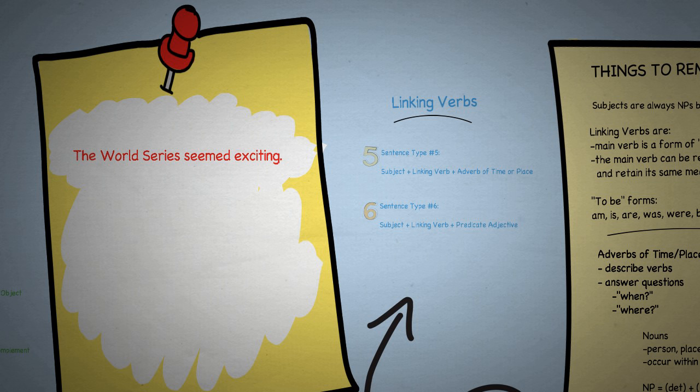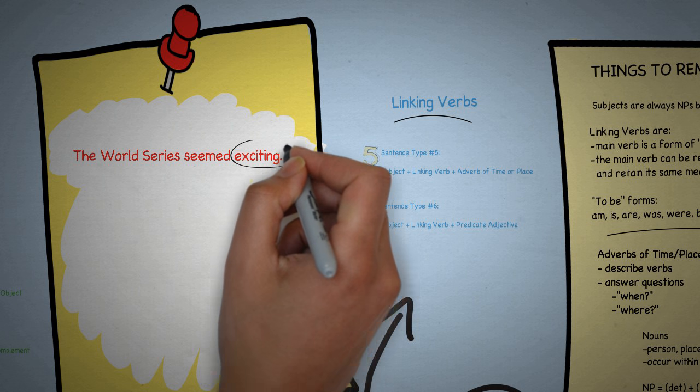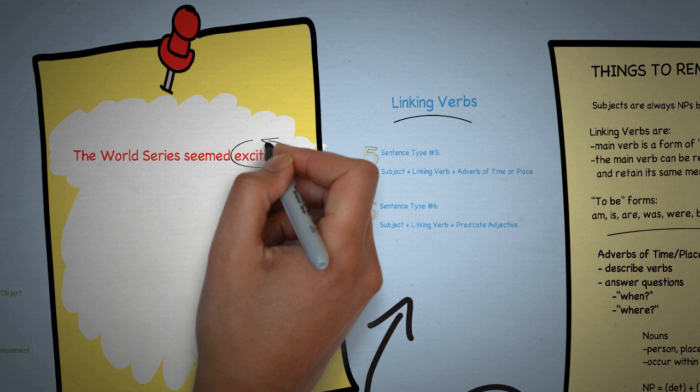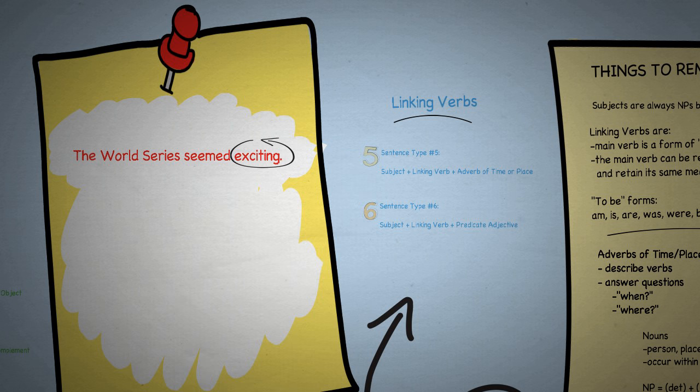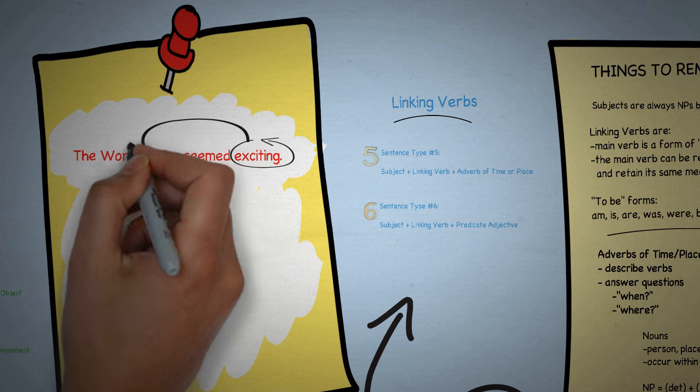First, we note that we have one main verb, and it's a linking verb, the verb seemed. We know it's a linking verb because it can be replaced by the to-be verb and retain its same meaning. The World Series seemed exciting. The World Series is exciting. Next, we need to look at what comes after the linking verb seemed. And what we find is the word exciting. Exciting is describing the World Series.